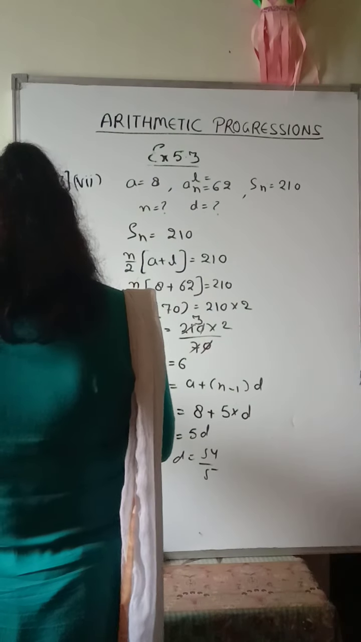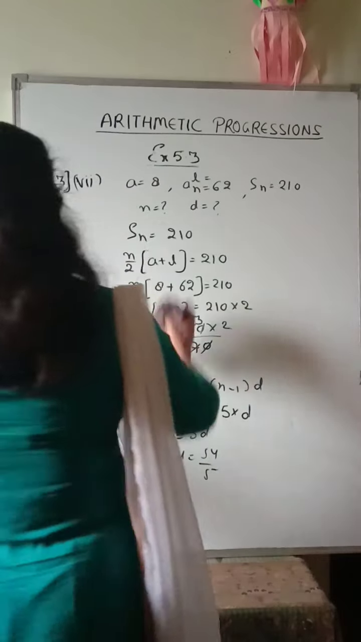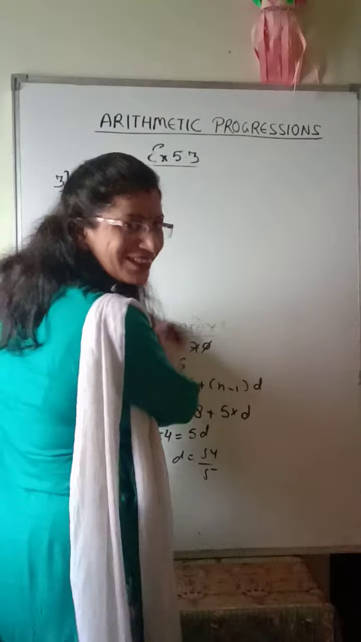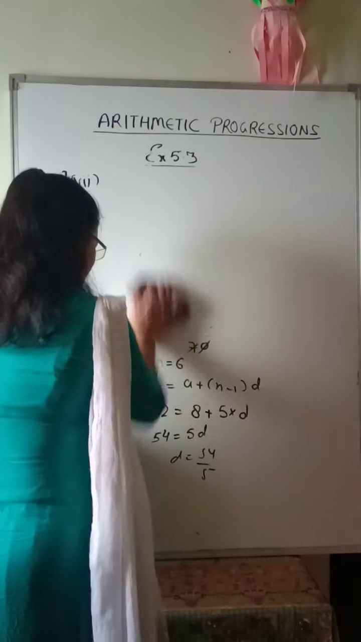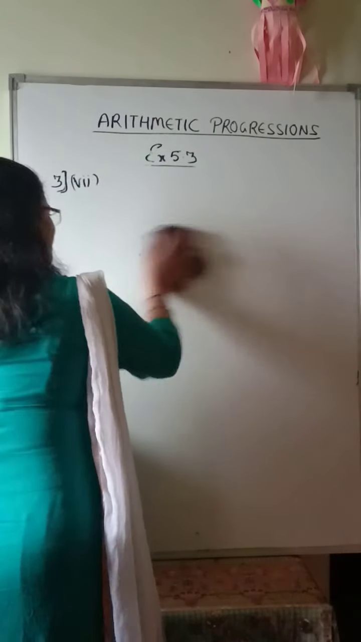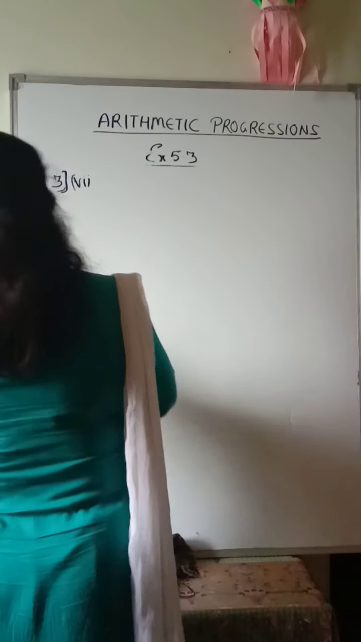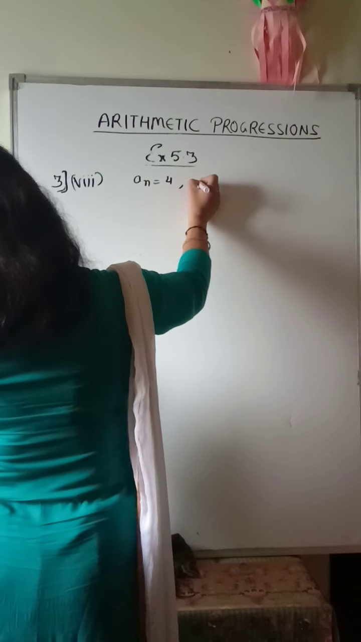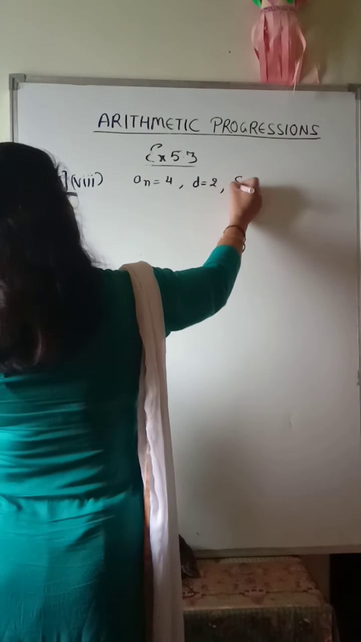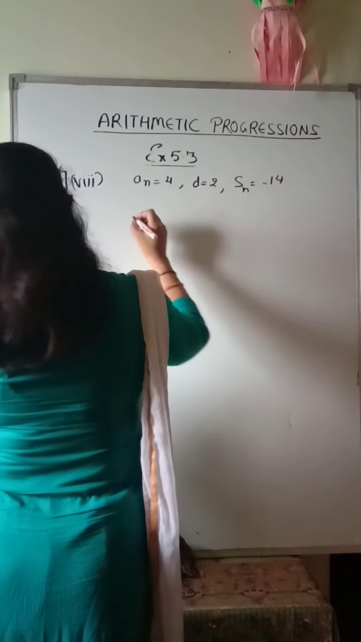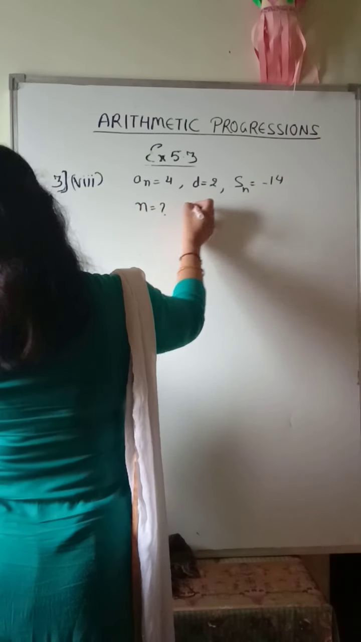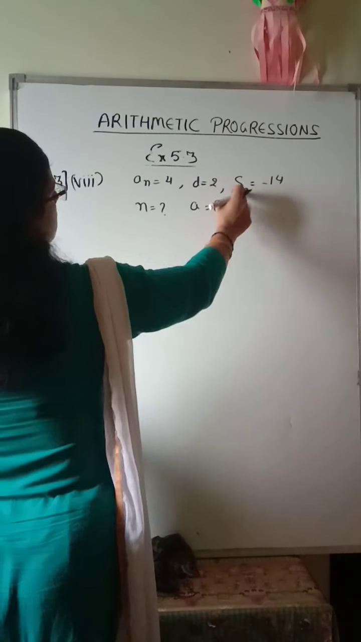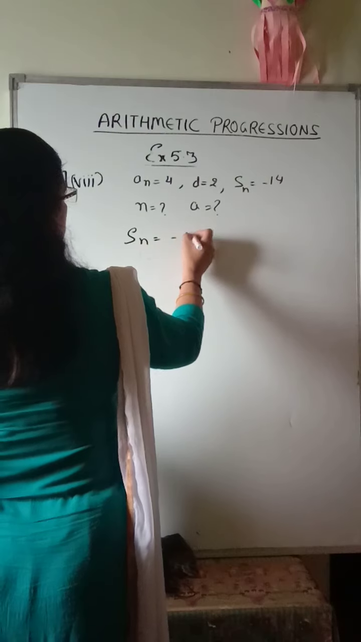So quickly we can start our which part? Very good, 8th part we will start. So what is the 8th part? Let us do the 8th part. a nth term equals 4, d equals 2, sum of n terms equals minus 14. Find n and a. Now this is given to us. We'll start from there.